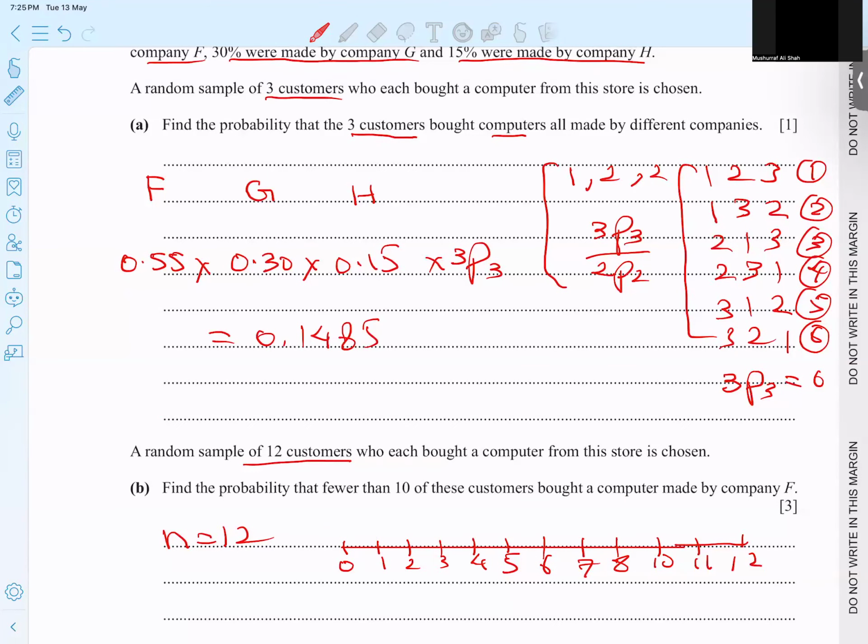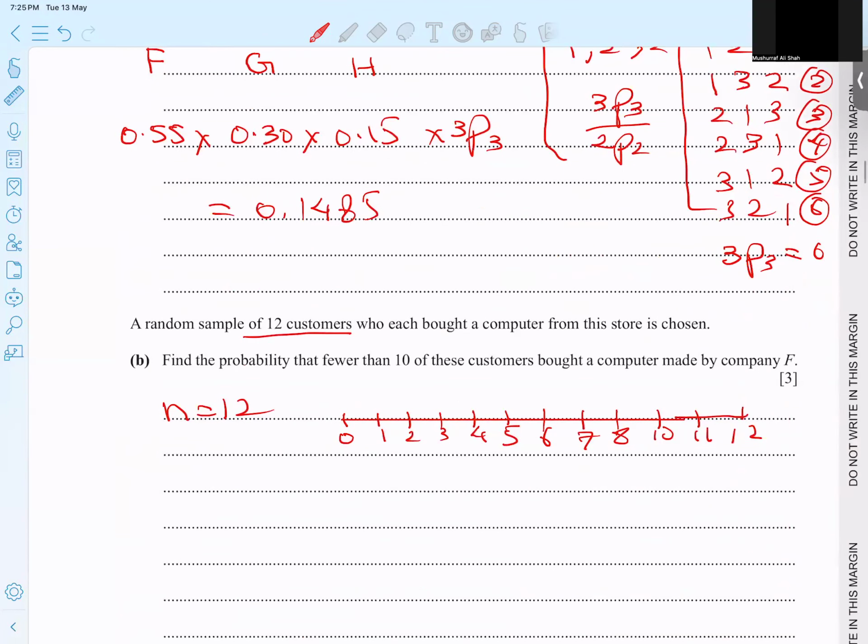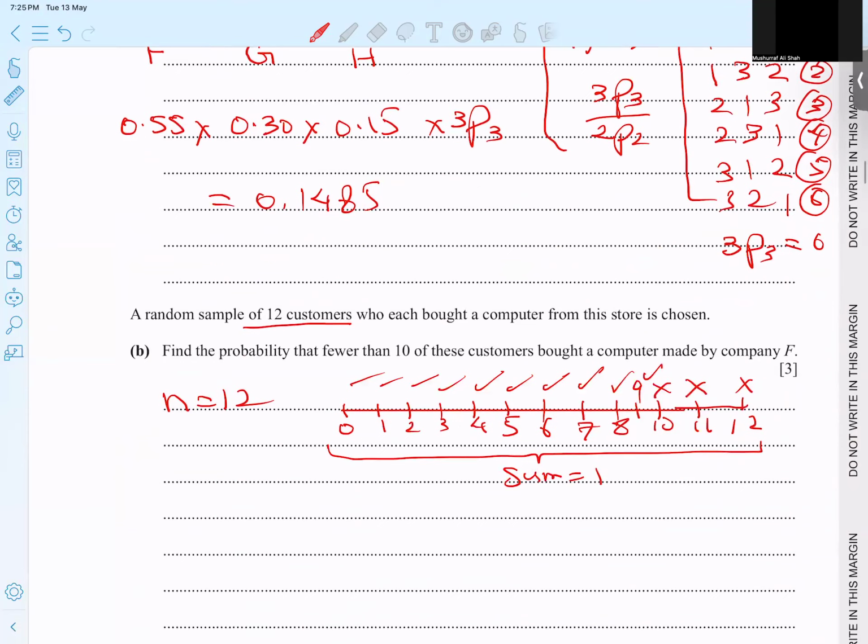If you don't make it, no problem. He said fewer than 10. Fewer than 10 means less than 10. Sorry, I missed 9. So all numbers up to 9 are required. We don't need 10, 11 or 12. And the sum of all the answers is equal to 1. And what is that? Company F.